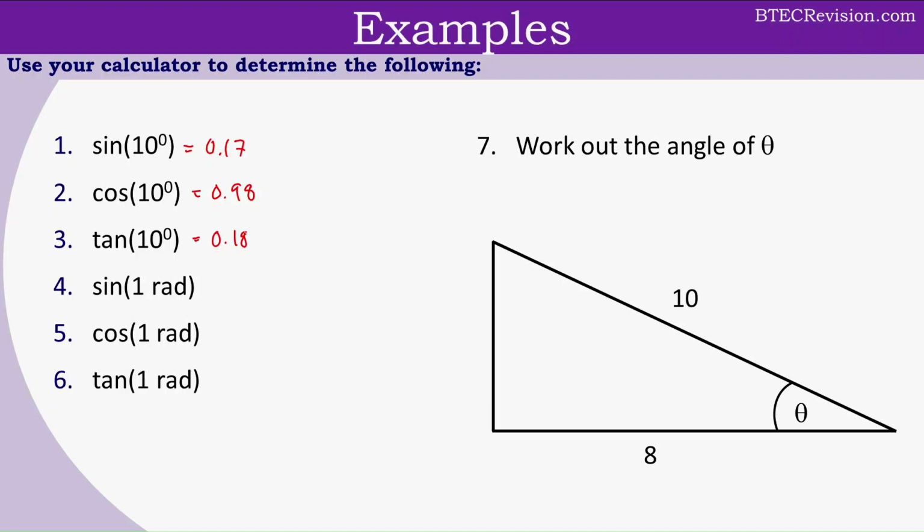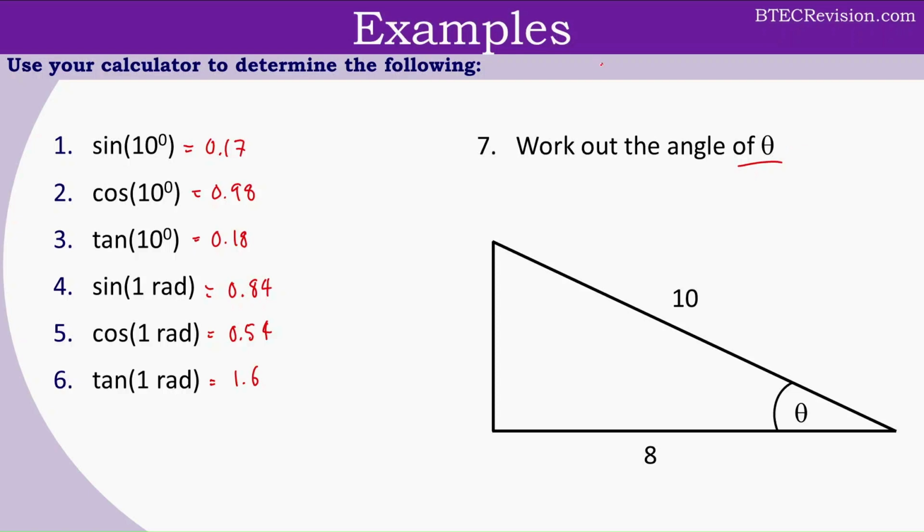For questions 4, 5, and 6, we can see we need to change the setup to the angle of radians. So we have sine 1 radian is going to give us 0.84. Cosine 1 is going to give us 0.54. And tan 1 is going to give us 1.6 to two significant figures. Now for question 7, we need to work out the angle of theta.